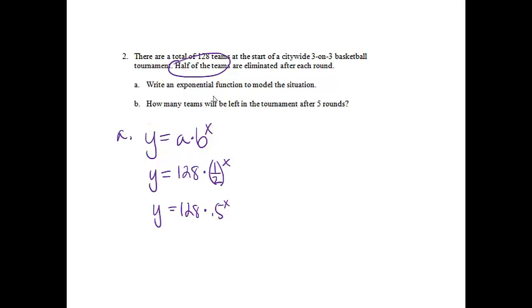All right, part B, it says how many teams will be left in the tournament after 5 rounds. So our answer, we're going to do 128 times 0.5 raised to the 5th power. So 128 times 0.5 raised to the 5th power is 4 teams. There will only be 4 teams left after 5 rounds.